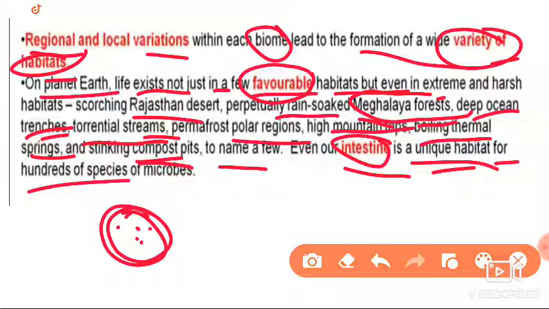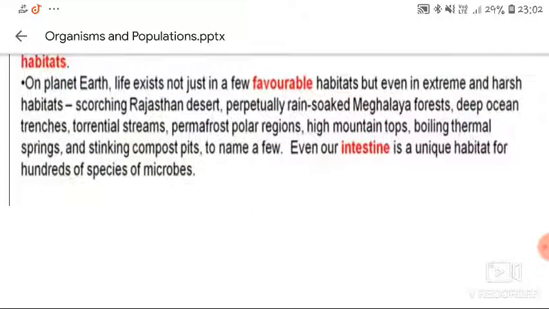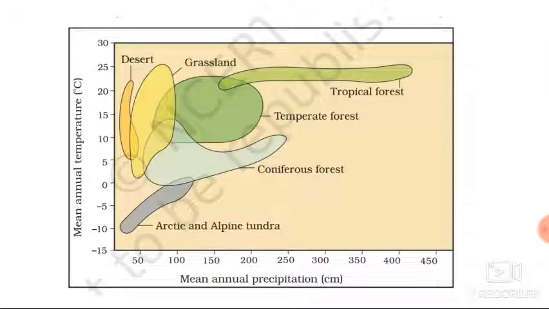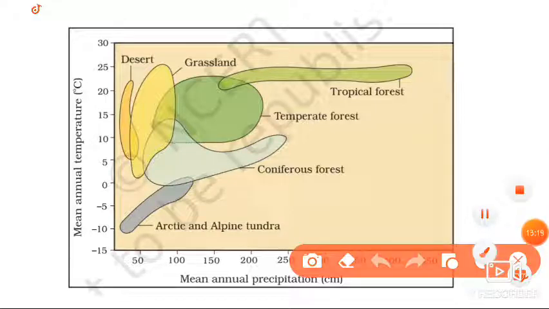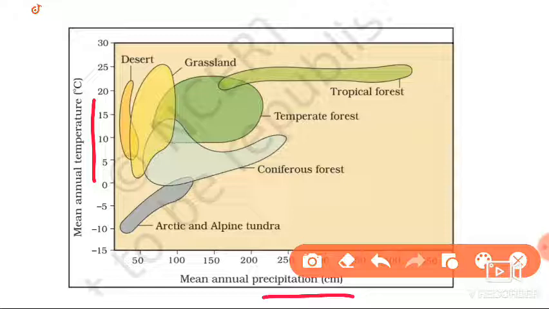And students, there is a distribution of biomes, that we will see here. This is the image showing the distribution of different types of biomes. On one side we can see annual temperature, and on the other side precipitation, in centimeters. Precipitation can include rain as well as snowfall.